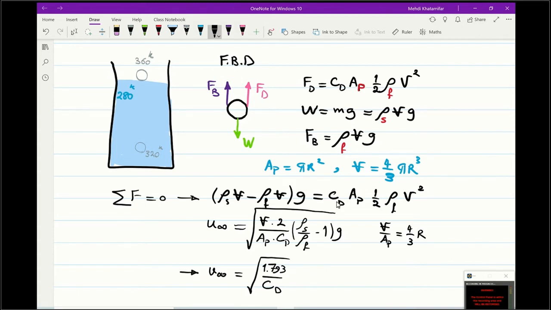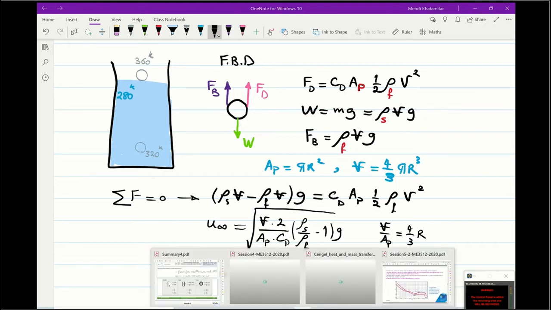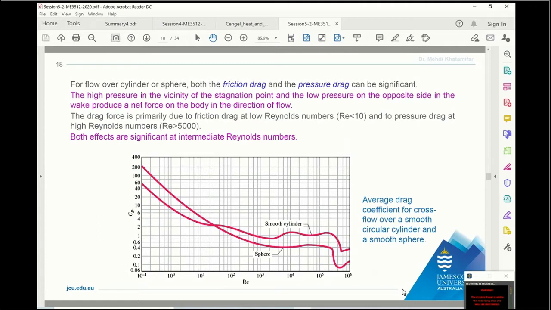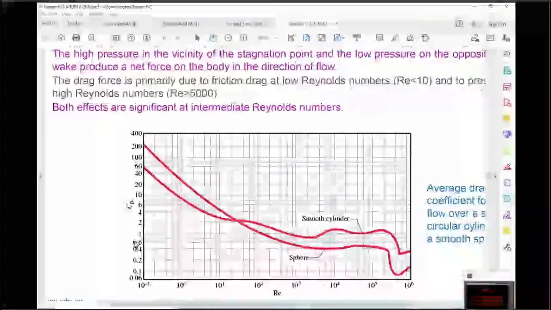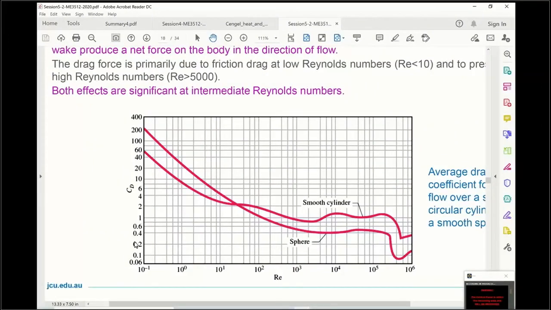So if I want to find this terminal velocity, I need to know what the drag coefficient is. Let's check our lecture notes. For week 5, the second lecture note, page 18, we have this graph. Let me zoom in. As you can see, the lower one is for a sphere. If you want to find the drag coefficient, you need to know the Reynolds number.